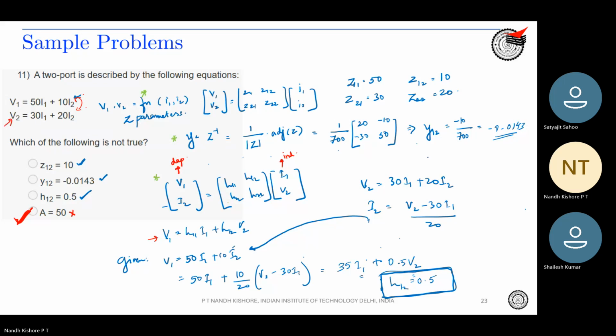Three of them are correct and the last one is wrong, yes. The question is which of the following is not true, right? So A is equal to 50 is not true. This is wrong. The correct answer is 5 by 3.